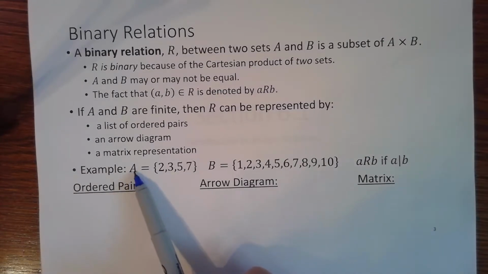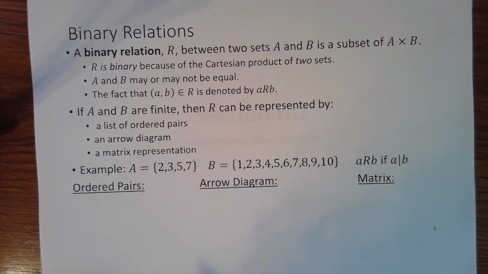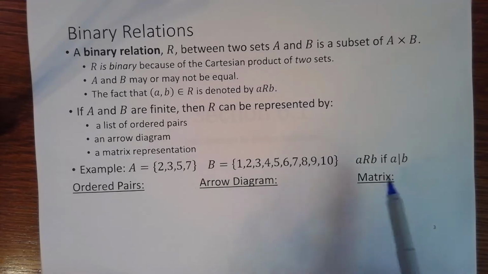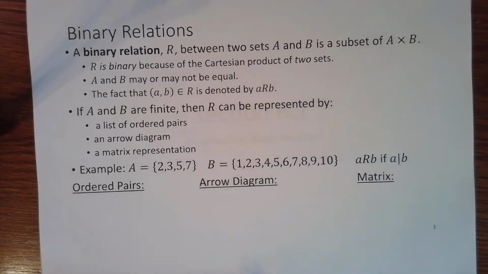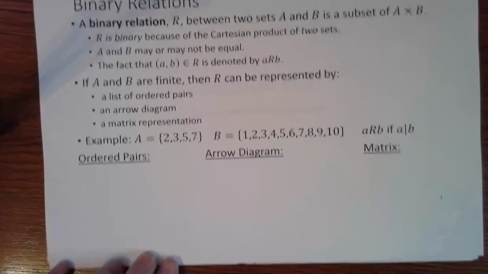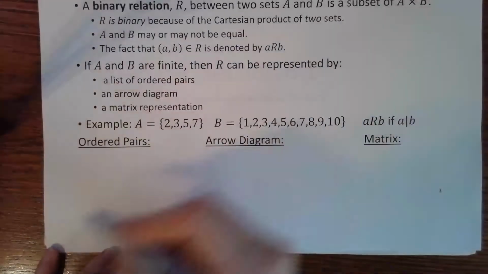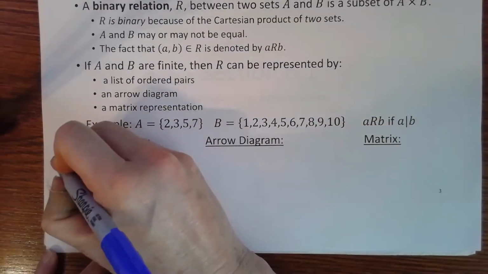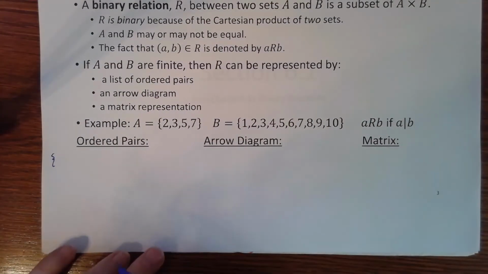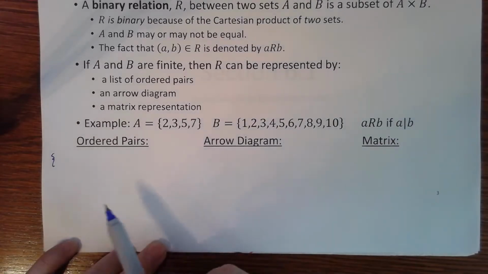Let's look at an example. Let's say I have the set A containing 2, 3, 5, and 7, and the set B containing the integers 1 through 10. Then we define a relation where a is related to b if a divides b. Let's look at the three different representations for that. First, we could do it as a set of ordered pairs.